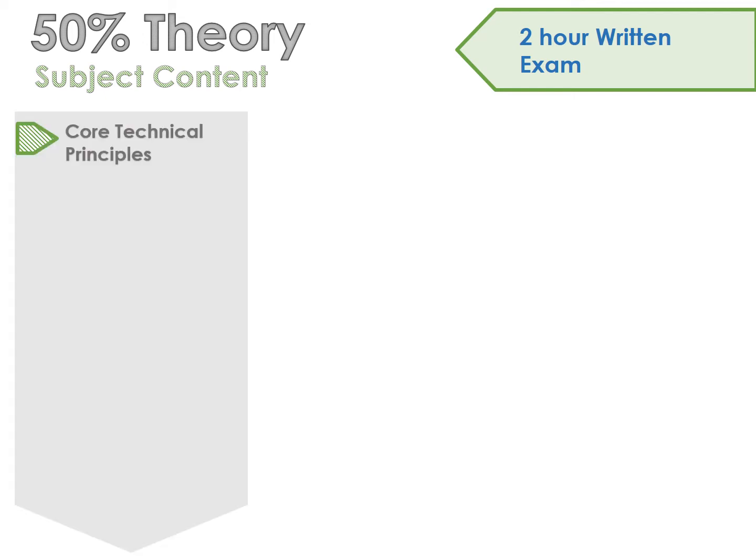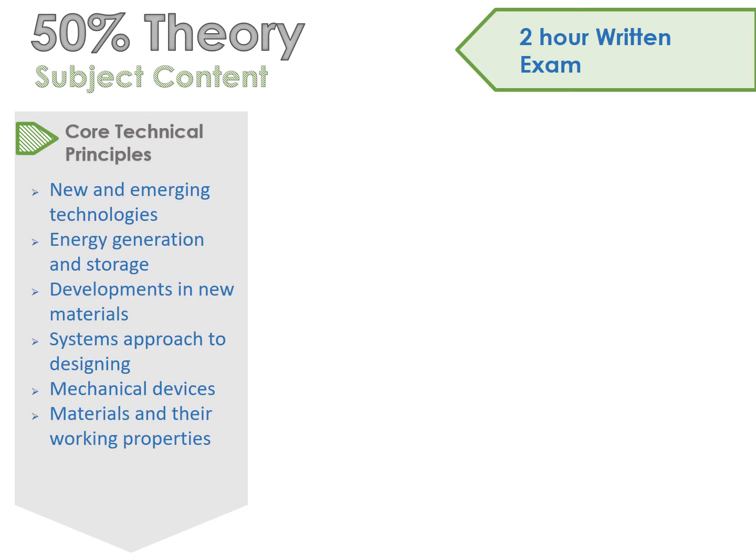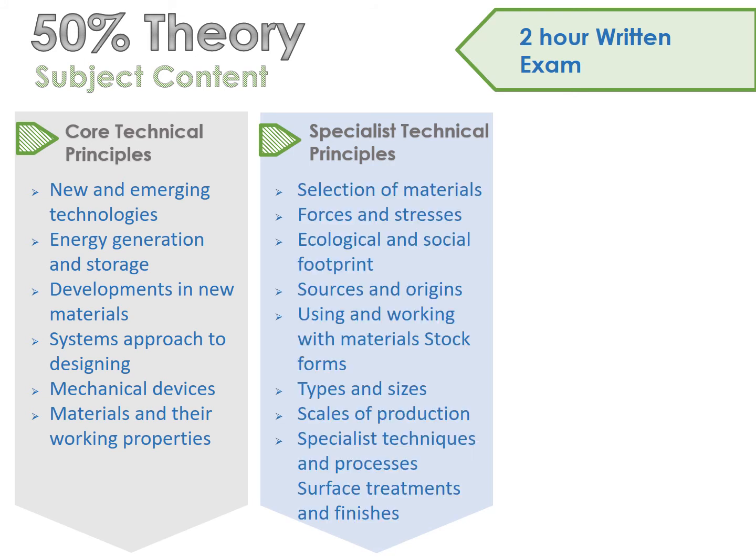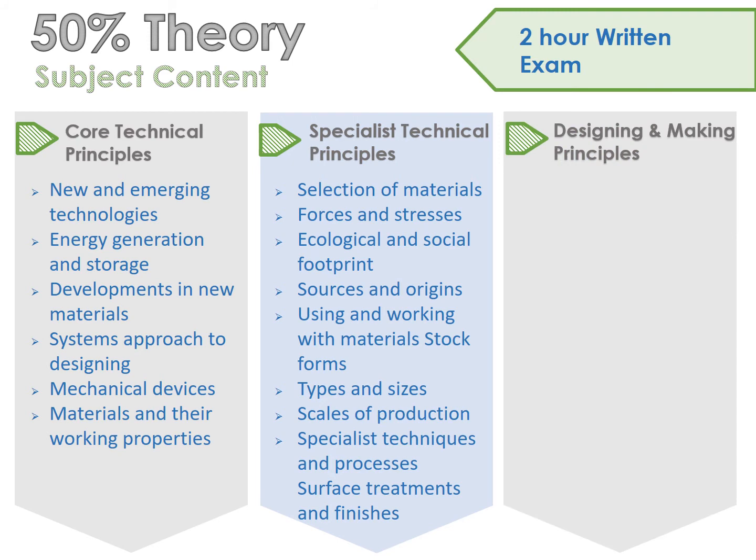Now the theory part, the subject content is broken down into 3 main areas. The first is core technical principles, and these are things that you learn in year 7, 8 and 9. So you should already have an understanding of these things by the time you get to GCSE. Then in year 10 and 11 you start to look at specialist technical principles, and this is getting a bit more detailed and a bit more hard going with the theory.